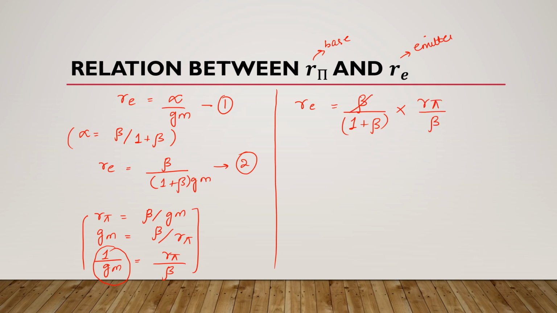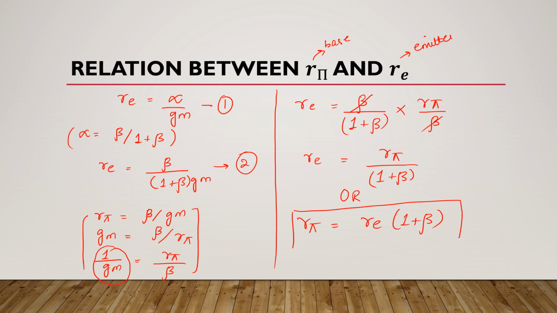Now this beta is going to cancel this beta. It means here Re is equal to R pi divided by 1 plus beta, or R pi is equal to Re times 1 plus beta. So this is the relationship between Re and R pi.